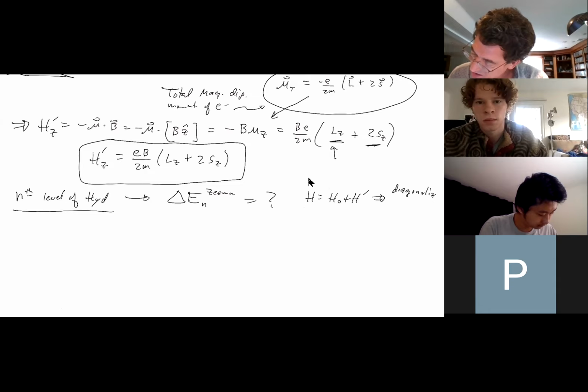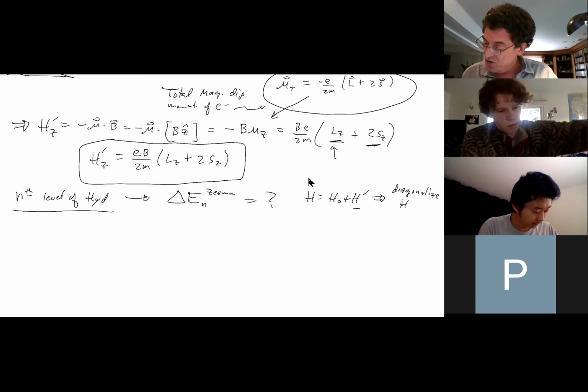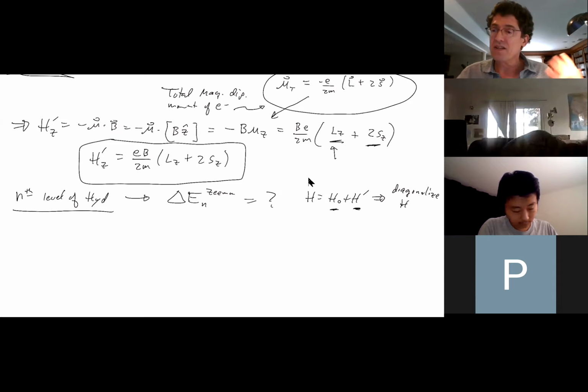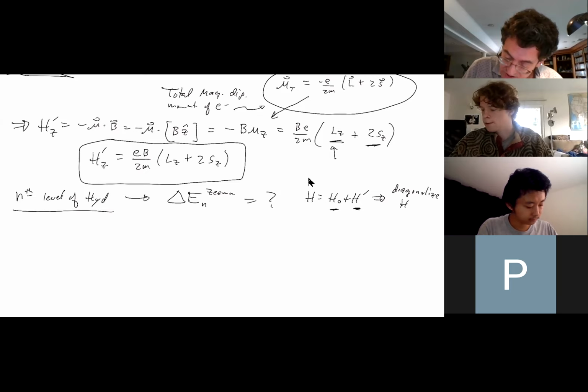And so if you want to know what are the allowed energy levels when you put a hydrogen in a magnetic field, you just take H prime, this new term that we derived, and you add it to H naught, and you just diagonalize everything. But it turns out that that's kind of tricky depending on the details. It's really hard to do. But we're going to do it right now. So let's do it. And so it turns out that there's three regimes.